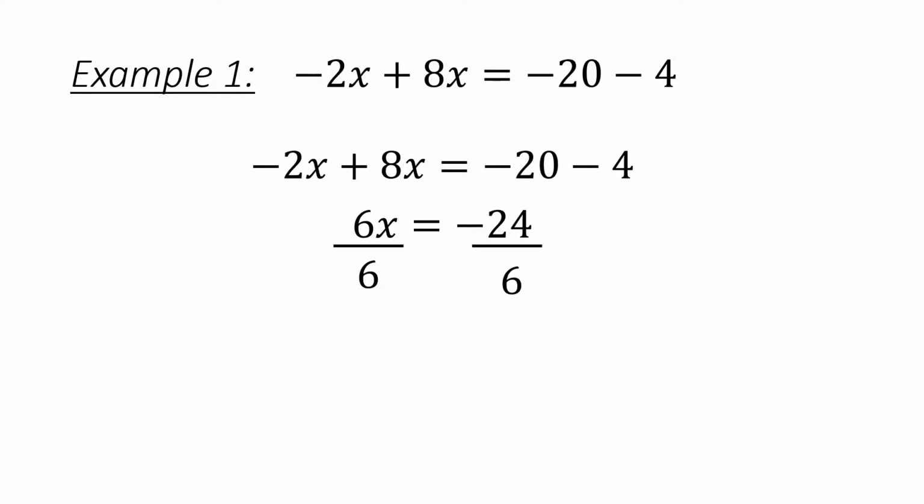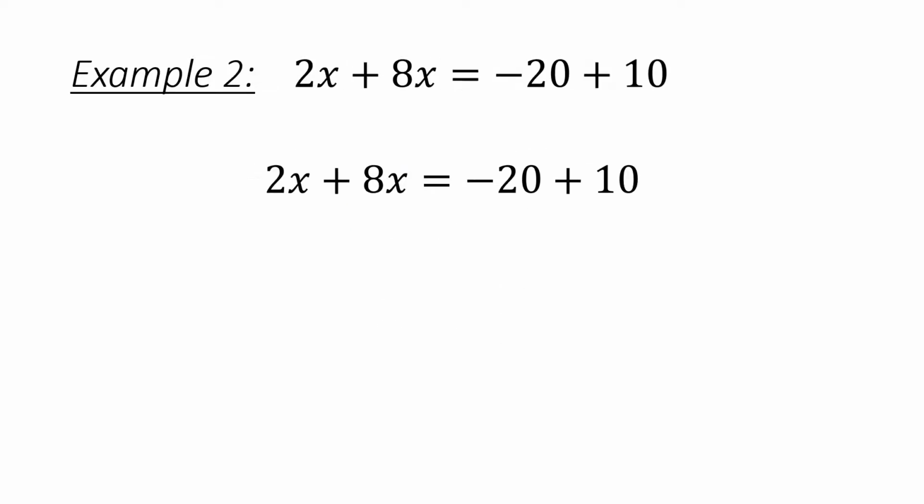When we do that, the 6 is going to cancel on the left-hand side of the equation, and then we simplify the rest of it by dividing negative 24 and 6, so x is going to equal negative 4. Example 2, we have 2x plus 8x is equal to negative 20 plus 10. 2x plus 8x simplifies down to be 10x, and then negative 20 plus 10 gives us negative 10.